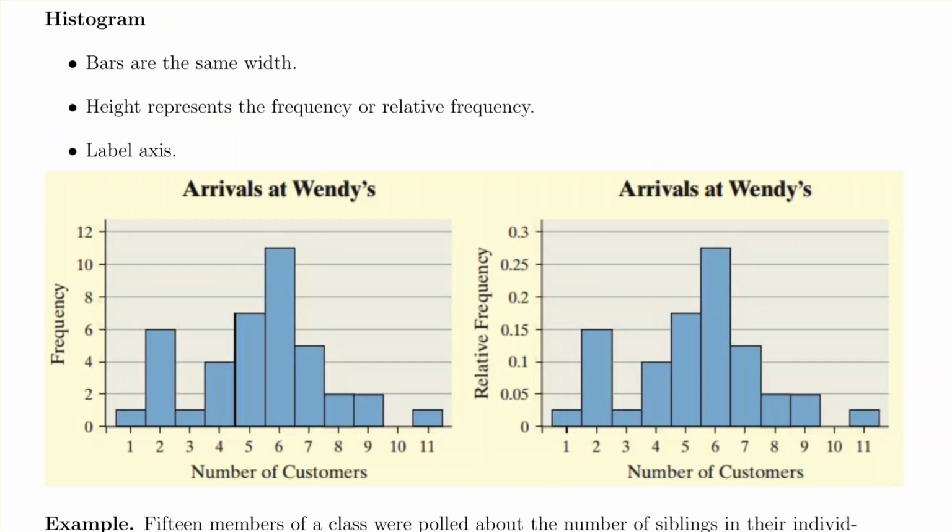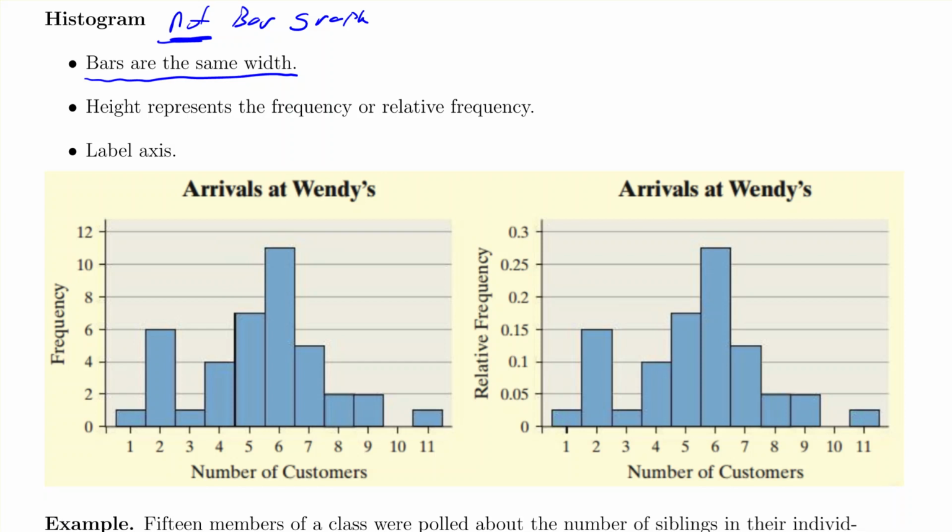For a quantitative data type or quantitative variable, we can use a histogram to organize using graphs. Not a bar graph, it's a histogram. They look similar, but there's a key difference, which I'll explain in a second. The bars are the same width, similar to a bar graph. The heights represent the frequency or relative frequency, and we need to label the axes. The important distinction in a histogram is that the bars touch.